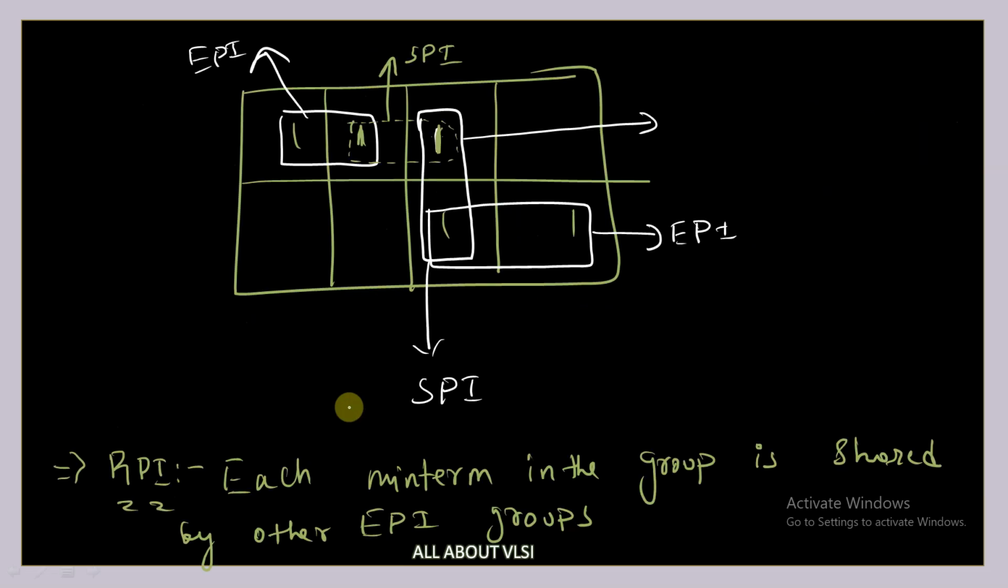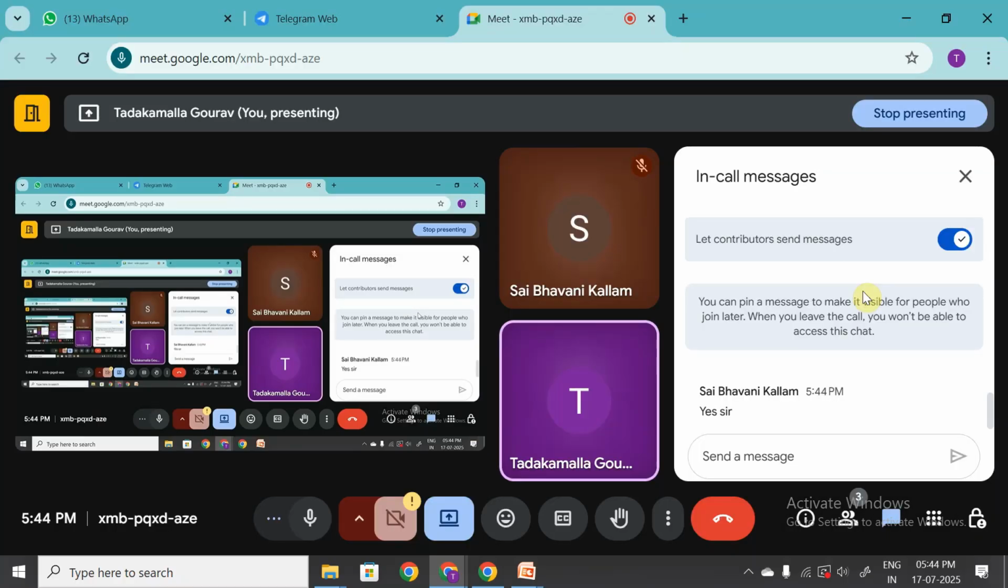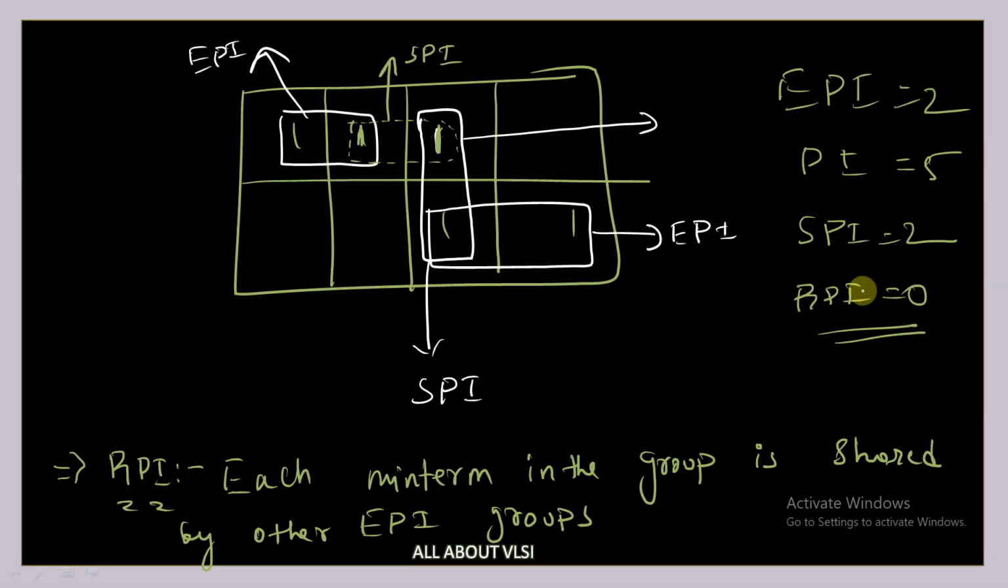So in this particular example, our EPIs will be equal to 2 and PIs will be equal to 5, and SPIs will be equal to 2 and RPIs will be equal to 0. Is this clear? Yes. So this is how we are going to decide our EPIs, RPIs, SPIs.